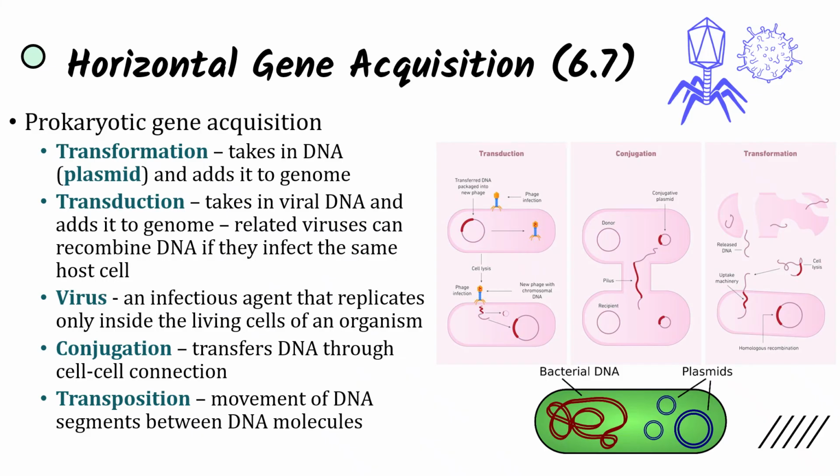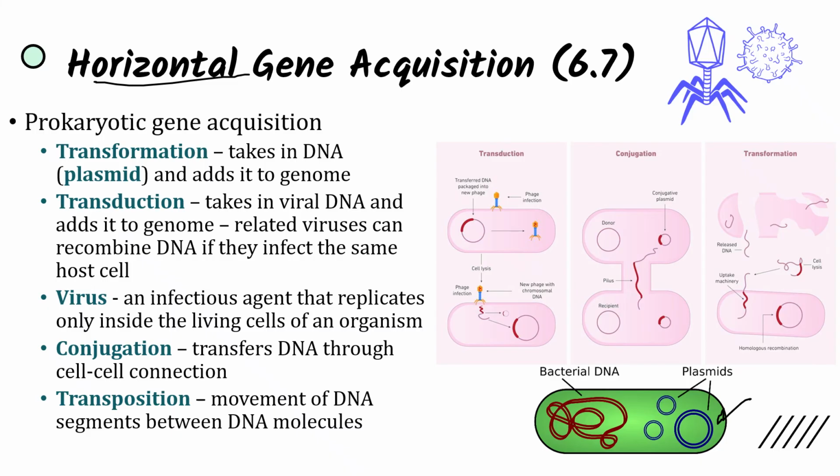Genetic variation also increases in prokaryotes through horizontal gene acquisition. And this is how prokaryotes are able to get more genes into their system. So first of all, we have transformation, where DNA is taken in as a plasmid. And we discussed plasmids as little extra chromosomal pieces of DNA that can then be incorporated into the overall bacterial DNA, into the chromosome. And now these genes are part of the bacteria.